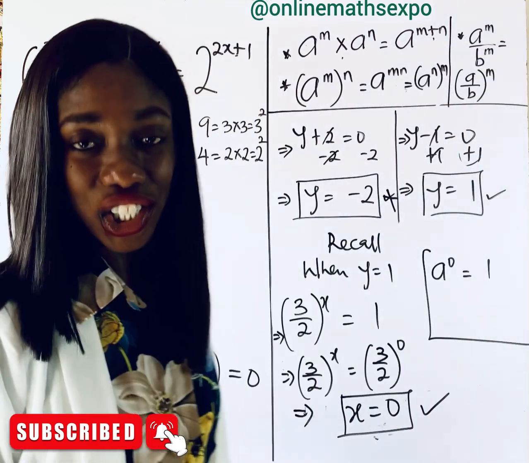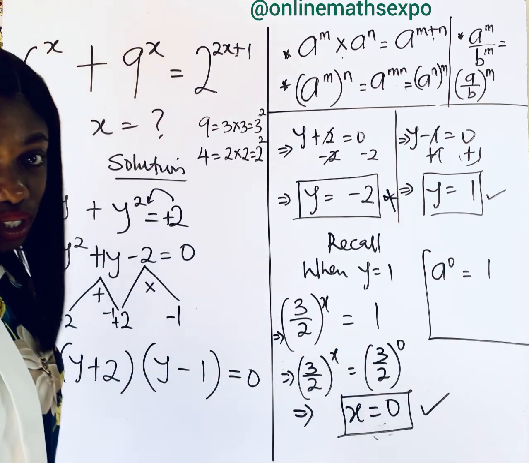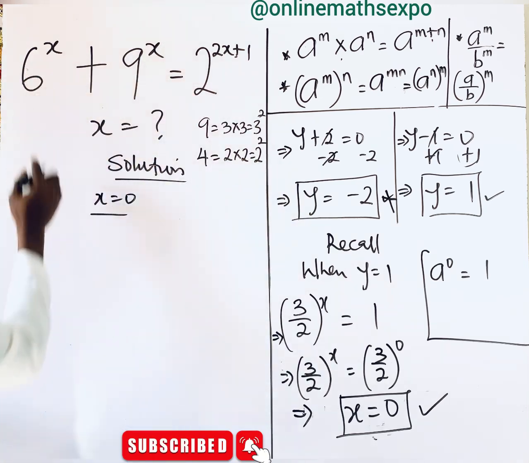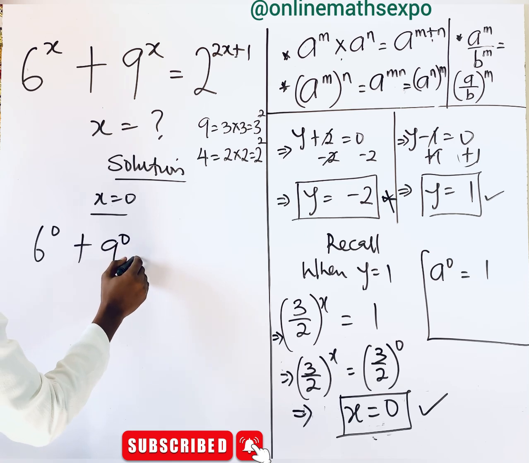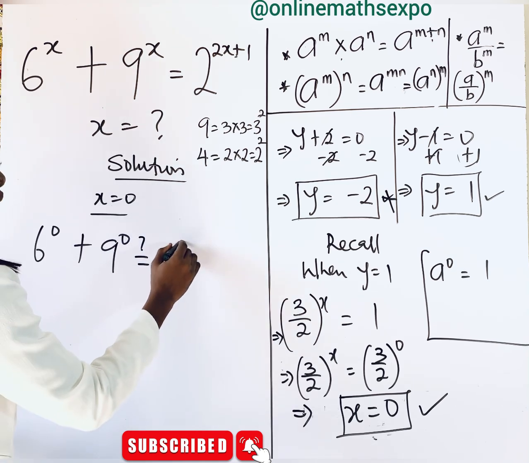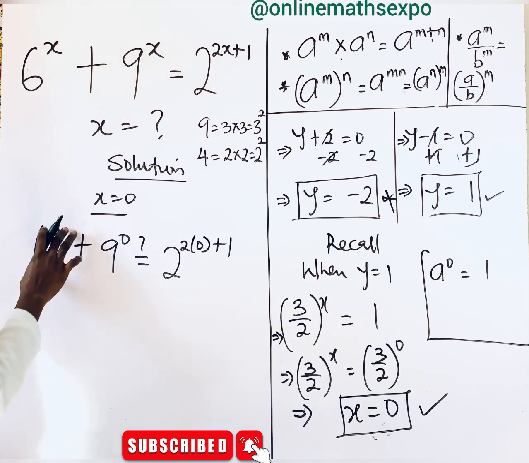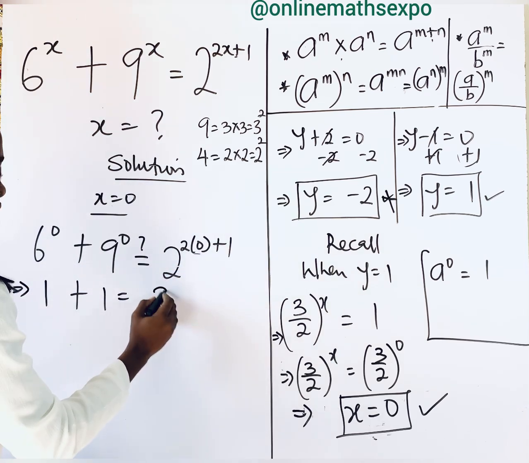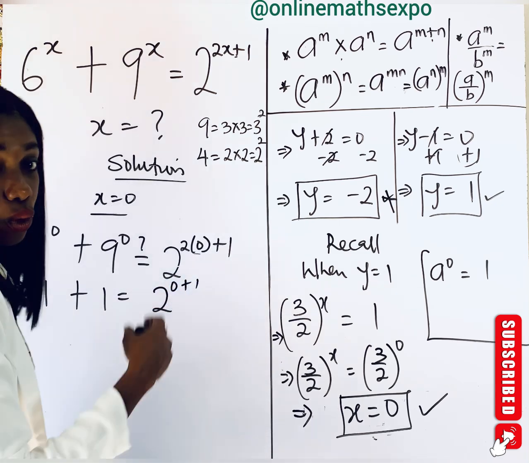But we're going to do a check. Let's be sure that this answer is true for this particular question. To check, we are checking for x as 0 here. So we have 6 to the power of 0 plus 9 to the power of 0. Is it equal to 2 to the power of 2 multiplied by 0 plus 1? And 6 to the power of 0, like we said here, is 1. So we have 1, and this will give us 1. When you multiply this, it gives you 0, and that is 0 plus 1, and 0 plus 1 is 1.